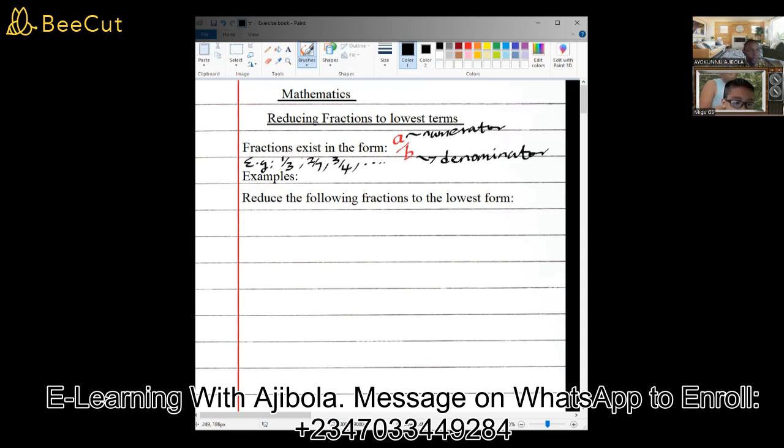For example, all of these fractions above: 1 over 3, 2 over 7, and 3 over 4. 1 and 3 have no common factor other than 1, so this is the lowest term. 2 and 7 have no common factor other than 1, so this is the lowest term. 3 and 4 have no common factor other than 1. But if a fraction has other common factors apart from 1, then that fraction is not in the lowest term.